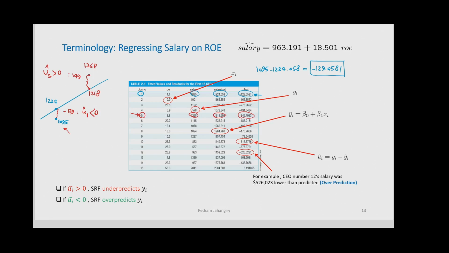So whenever U hat is less than 0, we say the sample regression function, or the model, is over predicting. Look at that. We are over predicting this number. It's supposed to be 1095. We said it's 1224. So we are over predicting. Again, whenever U hat is less than 0, the model is over predicting. Whenever U hat is greater than 0, the model is under predicting. Look at that, we are under predicting here. The true value was 1368, we are under predicting it to be 1218.